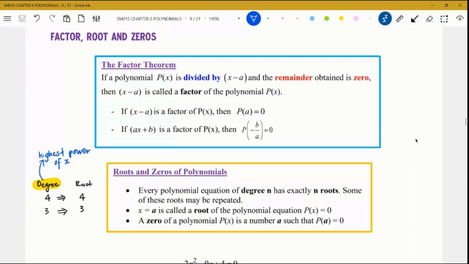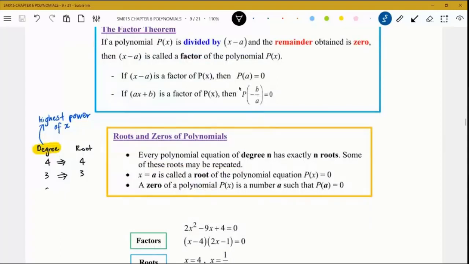So in order to find how many roots and zeros you have, it depends on the degree of the polynomial. If you have degree 4, which is the highest power of x is 4, the roots will be 4. If the highest power of the polynomial is 3, you will have 3 roots. And the same thing, if you have a quadratic polynomial, the roots are 2. If linear, we know the root is 1. So how do we confirm that our number of roots is correct? It depends on your degree.